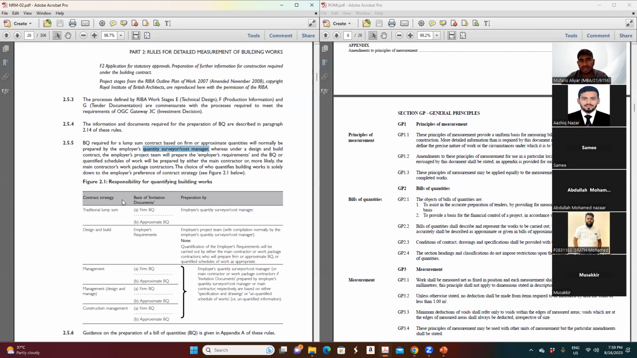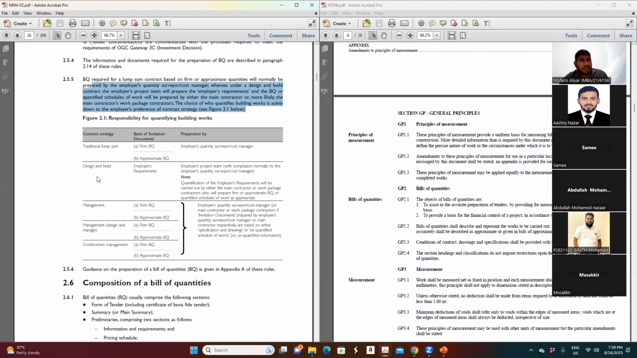The bill of quantities is prepared by the employer's quantity surveyor, I mean the quantity surveyor who works with the client, or the cost manager. This terminology is used in the UK. Whereas in the design and build contract, the employer's project team will prepare the employer's requirements and the BOQ. We will study it in procurement.